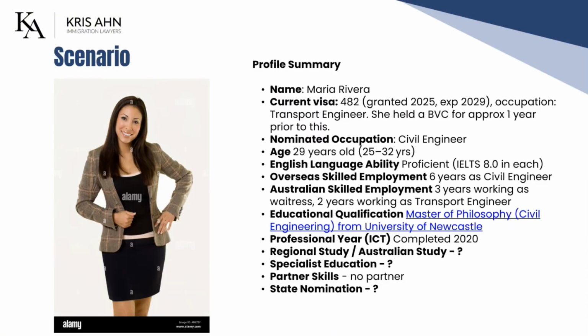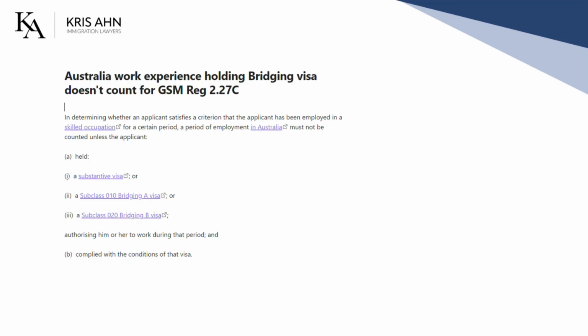And she held the BVC, and let's pretend she had the work rights, right? Or if she didn't have work rights, obviously she wouldn't be able to claim that whole 1 year. So let's say that she did have work rights. Can she still claim it? Anyone know? Here, if you look at this regulation 2.27C, in determining whether an applicant satisfies a criterion that the applicant has been employed in a skilled occupation for a certain period, a period of employment in Australia must not be counted unless the applicant held a substantive visa or a bridging visa A or a bridging visa B authorising them to work during that period. That means that it must not be counted. These are the only visas that they can hold to be counted for GSM.